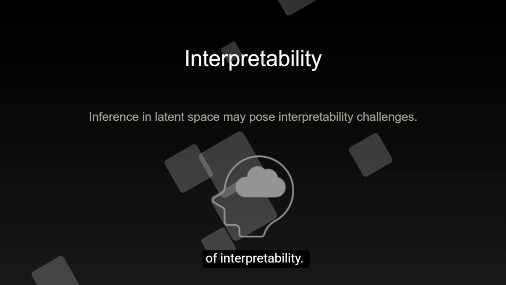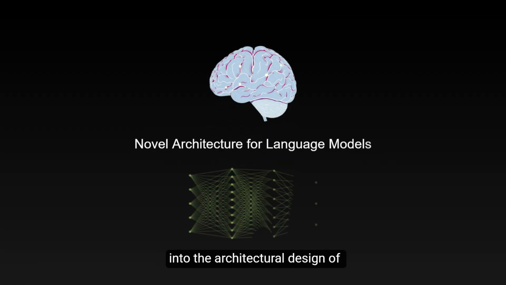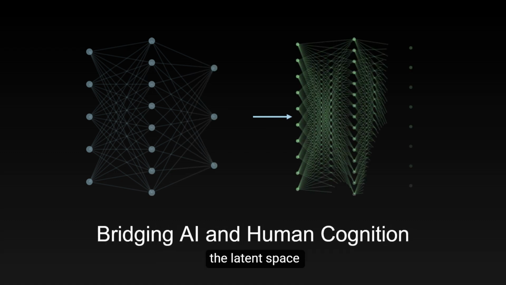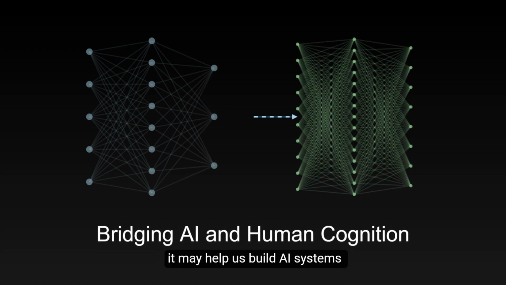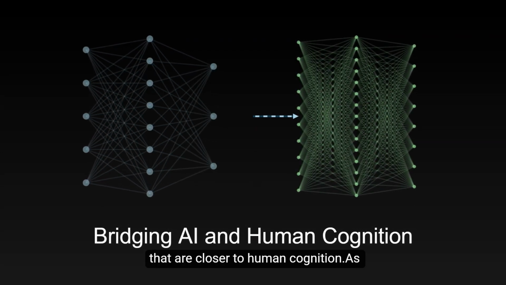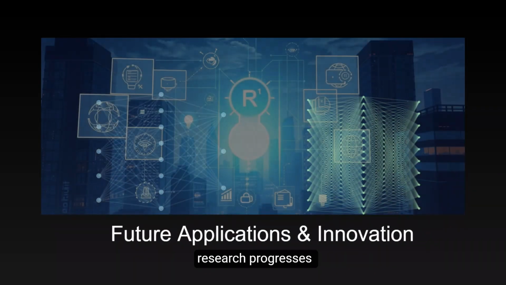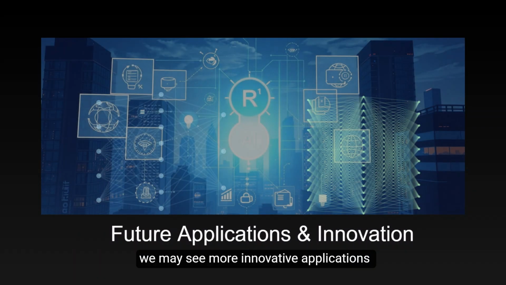This study provides new insights into the architectural design of language models, namely reasoning in the latent space. It may help us build AI systems that are closer to human cognition. As research progresses, we may see more innovative applications based on this approach.